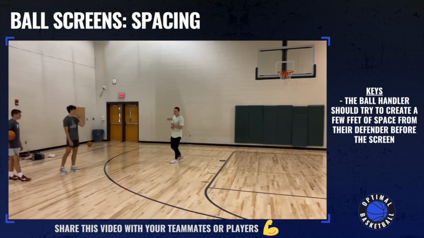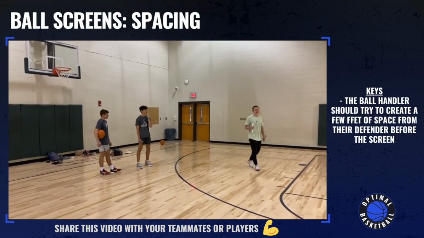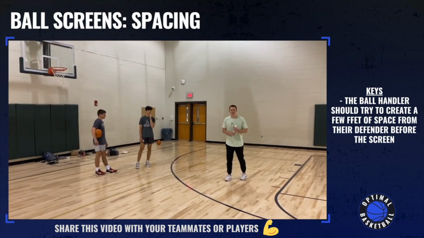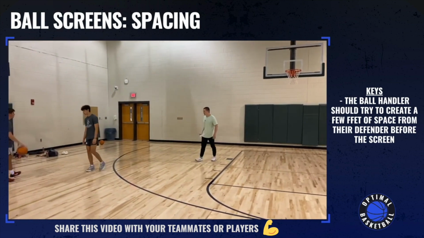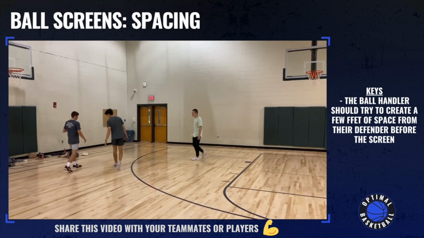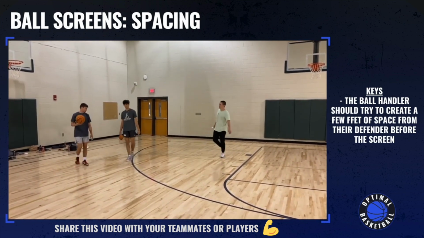Now, talking spacing from the ball handler's perspective, if the ball handler can create some space from their defender before going into the screen, that is a good advantage to have also. So if we're doing a side ball screen, Brock, what you're going to do is just kind of take a dribble down. Caleb, you're going to slide in front of them, and then Brock will change directions and create a little space right there.